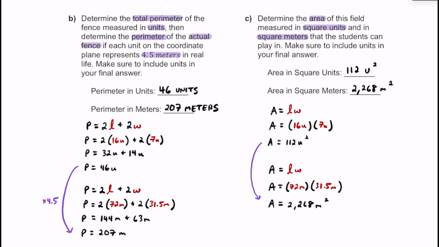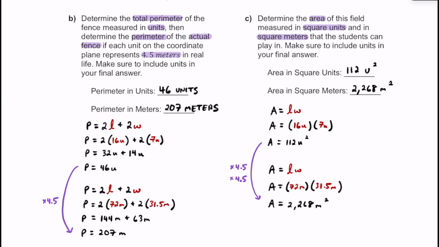Over here on the left with perimeter, it's one dimensional, so we just multiply by 4.5 one time. But here we're going to have to multiply by 4.5 and then multiply that by 4.5 again. So you have to make sure you multiply it by 4.5 twice, which is essentially what we did when we multiplied this by 4.5 to get 72, and multiplied 7 by 4.5 to get 31.5.